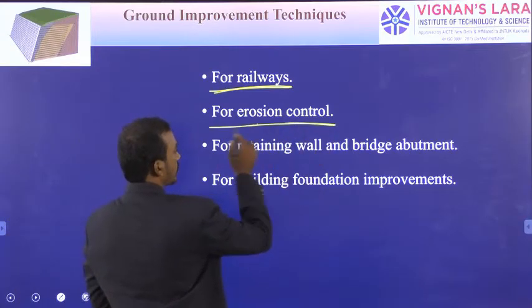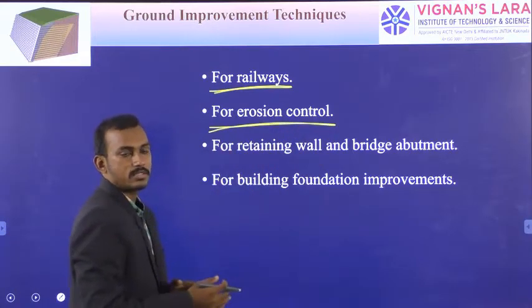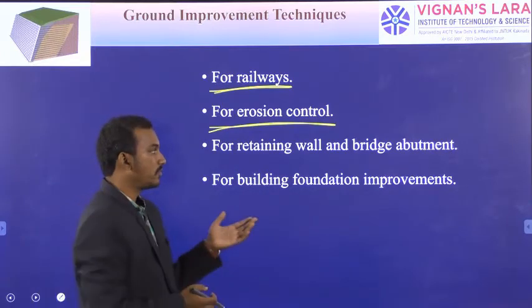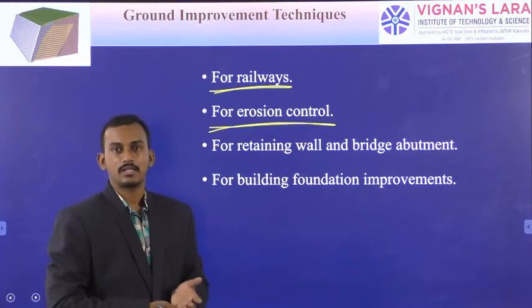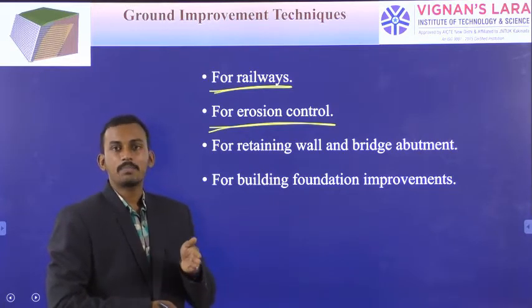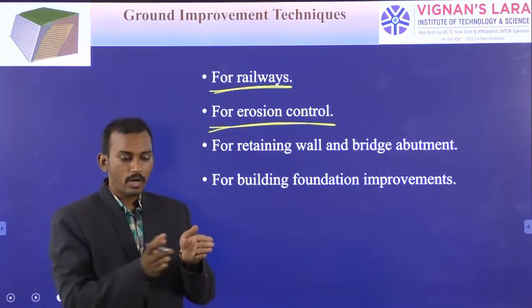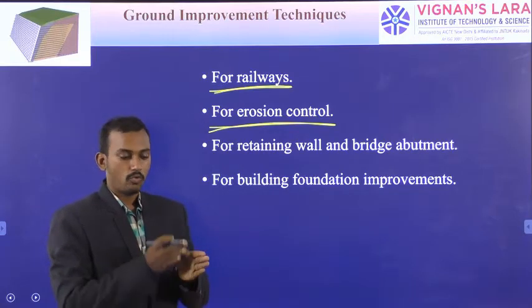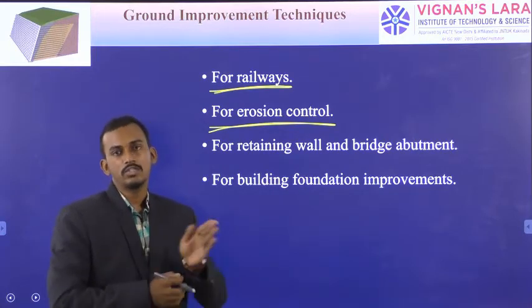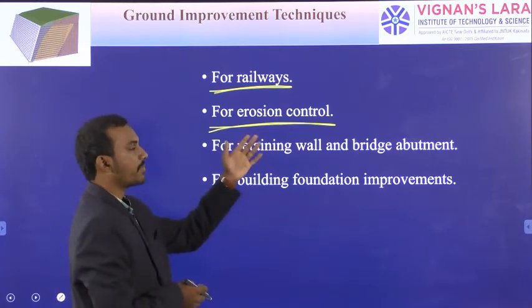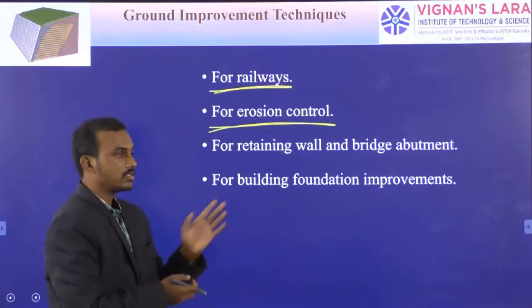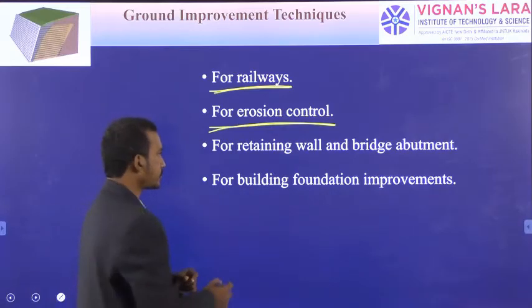Then for erosion control, wherever the water is carrying the soil along with it, in such case we can use this geotextiles also. Why? Geotextiles are permeable members. They allow the water to flow, but they prevent the flow of soil. So like that, only the water is allowed to flow through the geotextile. Like that, for separation purpose, to separate the soil from water, we use this geosynthetics.